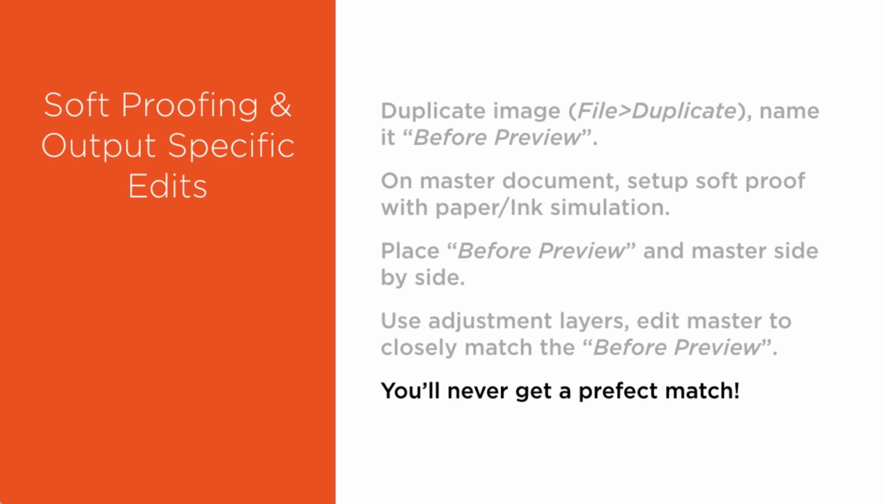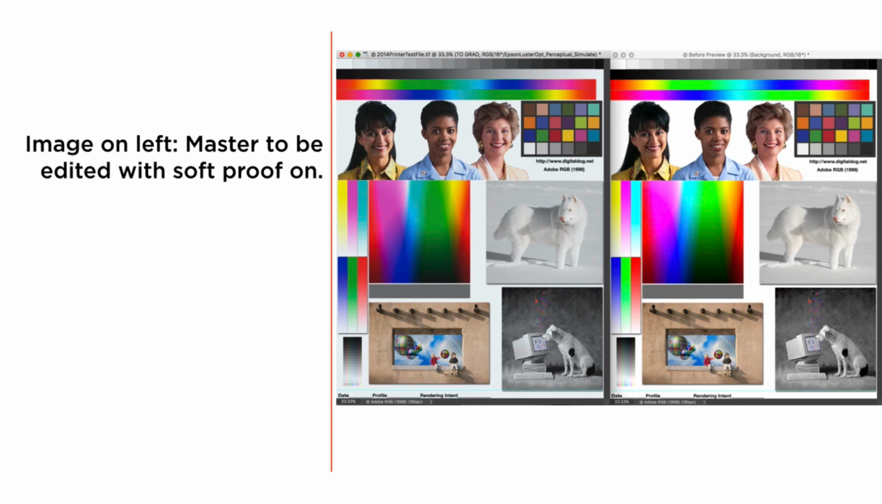You may turn on the soft proof, turn on the simulation for the ink and paper, look at it on screen and say, that's great, I'm ready to print. But if you do see a difference on screen that you don't like, for example, the dog I felt was a little bit too cool and needed to be warmed up, you can then make these output specific edits if you desire.